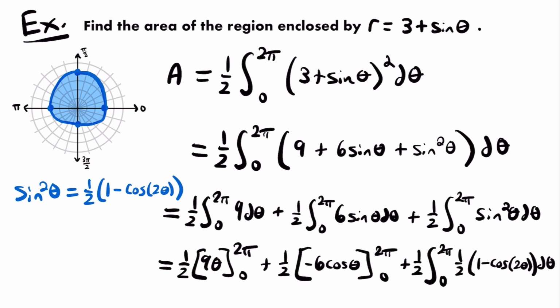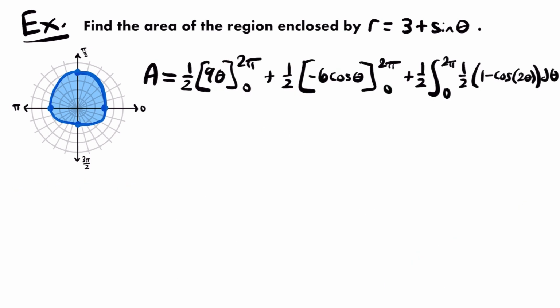All right, so now that we rewrote sine squared theta using that identity, we can now work on solving this integral. And so let's start by evaluating 9 theta at 2 pi and subtracting the evaluation at 0. So we'll have that this is equal to 1/2 times 9 times 2 pi minus 9 times 0. But 9 times 0 is 0, so we're just subtracting 0 here. So I'm just going to erase that. That doesn't affect our answer. So we're just going to have 1/2 times 9 times 2 pi. And then we'll add that to this expression.